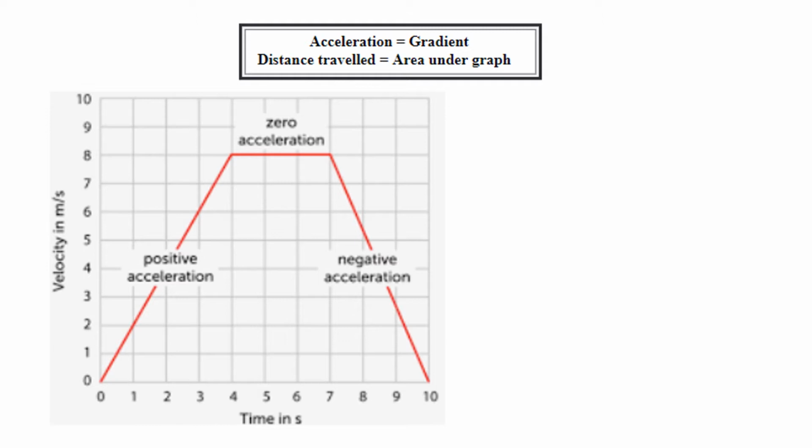In a velocity time graph, the gradient of a line tells you the acceleration, and acceleration is the rate of change of velocity over time. So it's how much velocity increases or decreases over a certain amount of time, and we measure velocity in meters per second. We can also measure it in kilometers per hour or miles per hour.